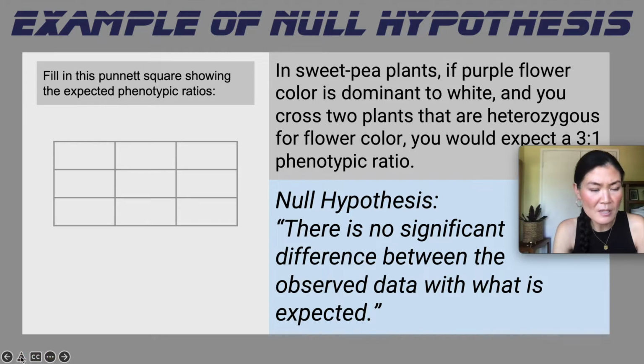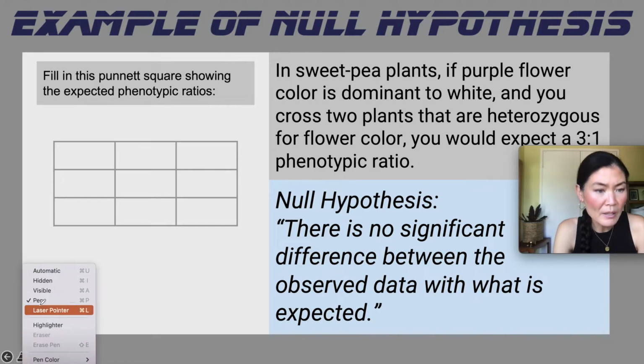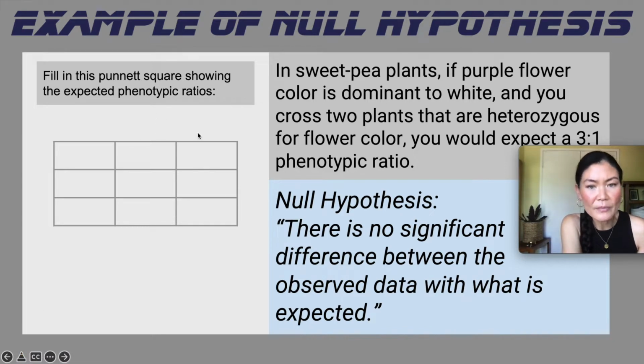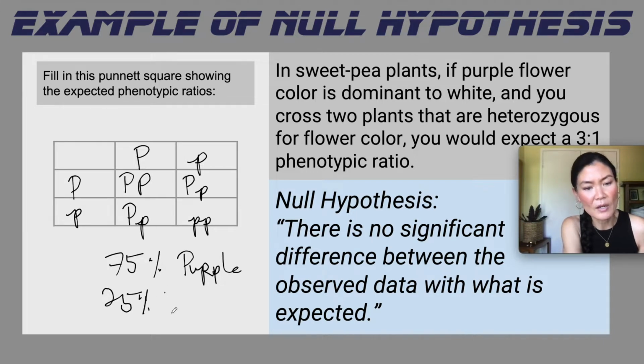Let's go ahead and fill out this Punnett square. Let's just go with good old black color pen. The two plants are going to be heterozygous. Oops, I pressed the wrong button. Like I said, it's been a while since I actually recorded anything, so I'm a little rusty. Okay, so big P, little P, big P, little P. Those are the two plants. When you fill in the Punnett square, you're going to end up with 75% purple and 25% white. So this is what we would expect in an experiment if two of the parents are heterozygous.